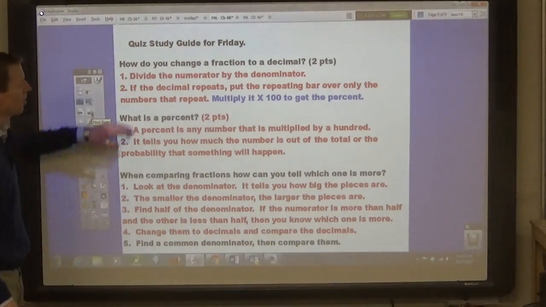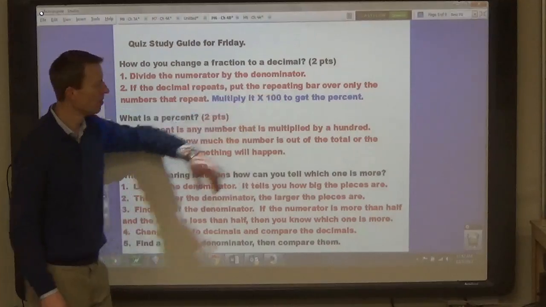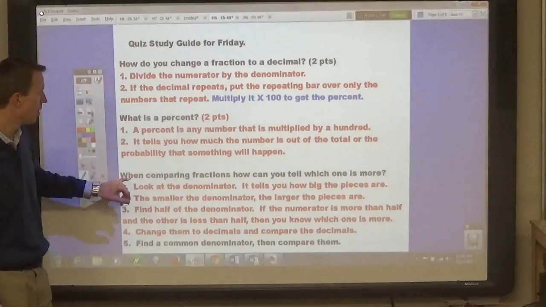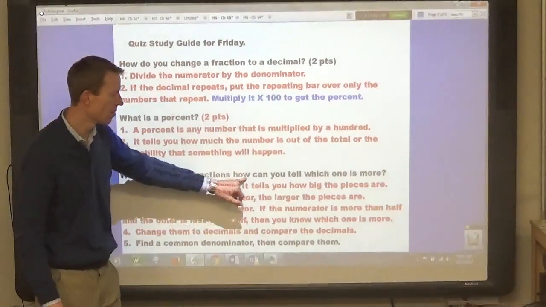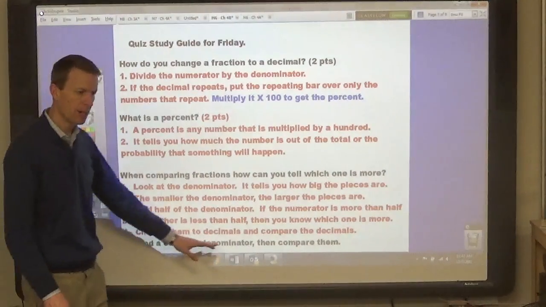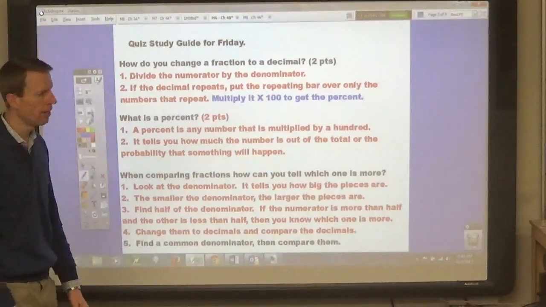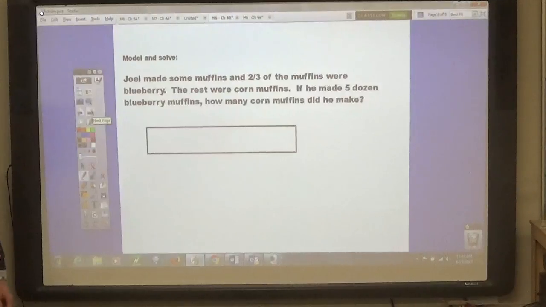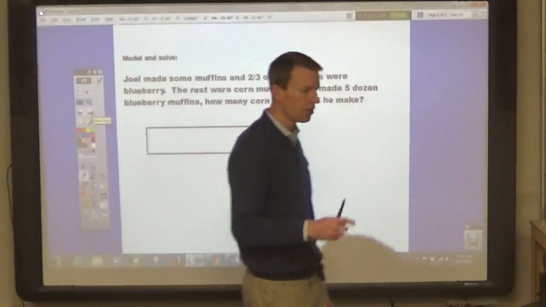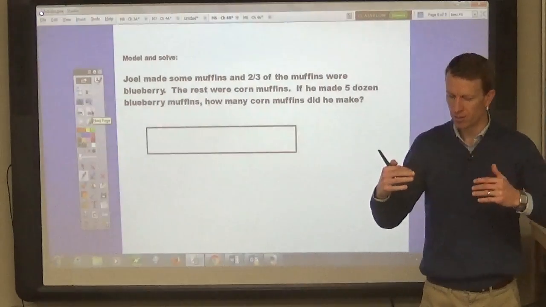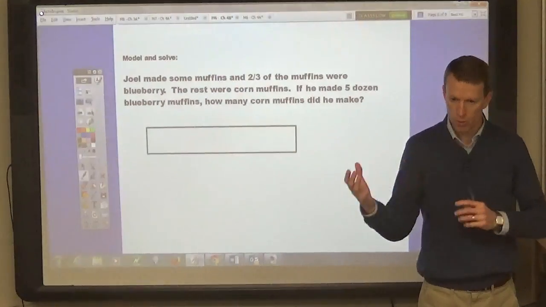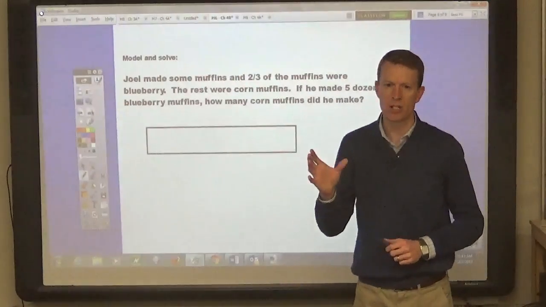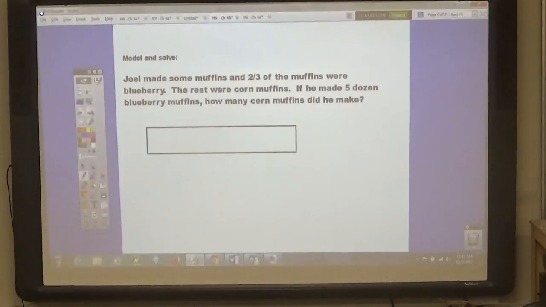So, you should know how to change a fraction to a decimal. You should know what a percent is. And you should know how to compare fractions and find a common denominator when you compare them. Okay? And then we did some problem solving with fractions in lesson 4-7. We just did that. And using the numbers from a table to find the difference between the numbers, making sure that when you're subtracting, you can subtract numbers that are in the same form.